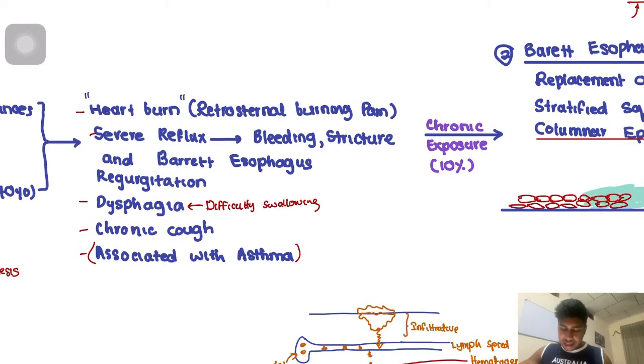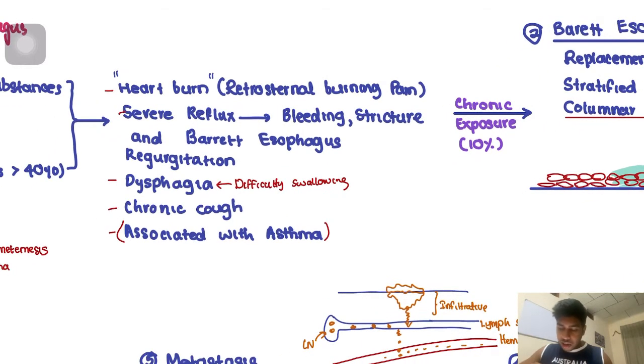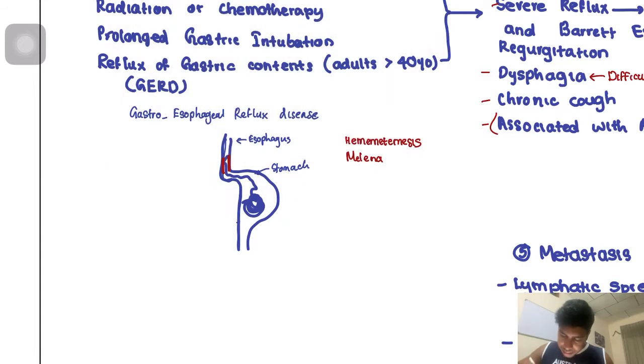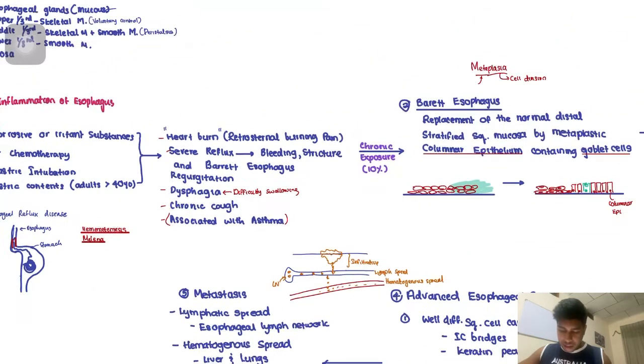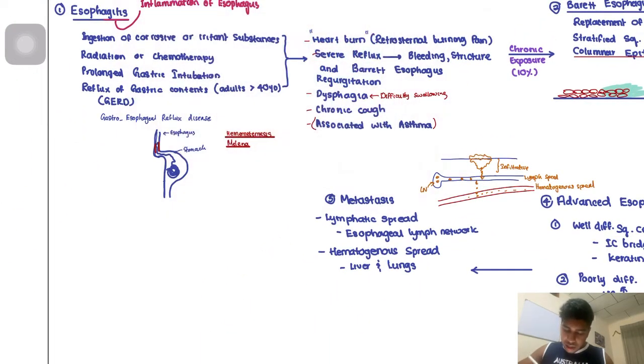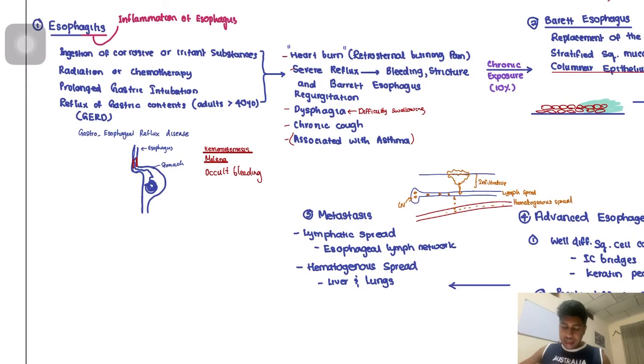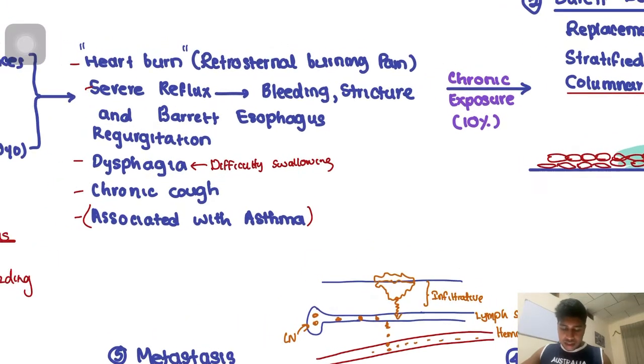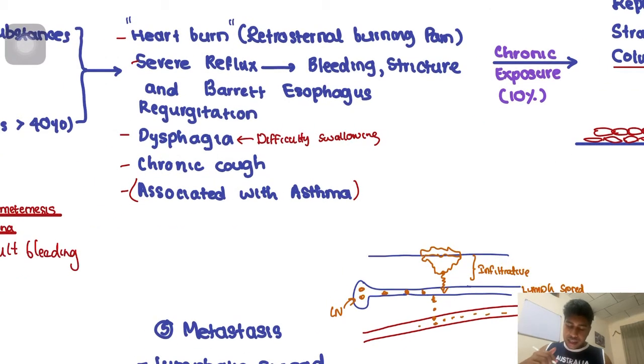Next, severe reflux can lead to bleeding or stricture. What is stricture? Narrowing of the esophagus. So what happens when there is bleeding? It will lead to hematemesis, and if the bleeding is really severe, it can lead to melena. Usually before you get melena, you get occult bleeding. This type of bleeding is invisible to the naked eye. Usually you get that in early stages of cancers. Next, you will have dysphagia, difficulty swallowing, and a chronic cough. This is actually associated with asthma.